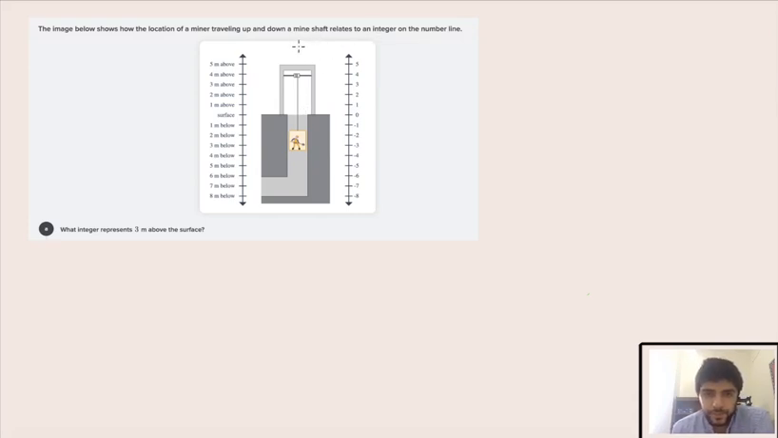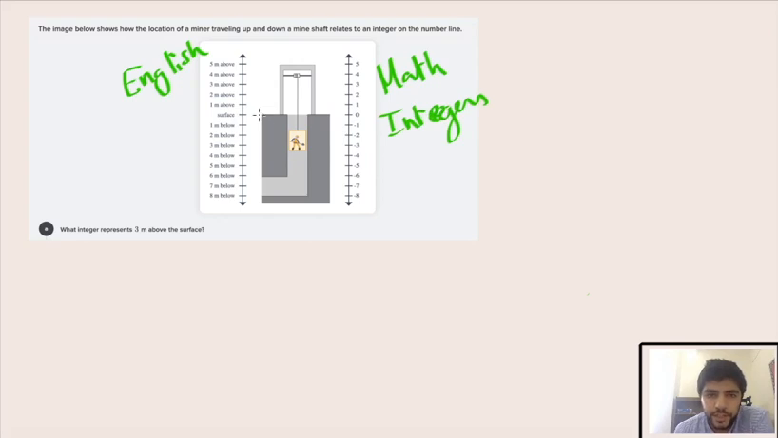And so, let's see. The image below shows how the location of a miner traveling up and down a mine shaft relates to an integer on the number line. So they actually have a number line here for us, and another number line here that's sort of in English. So this is English, and this is math, or I should say this is just integers. Okay, so you'll see here that the surface is at 0.